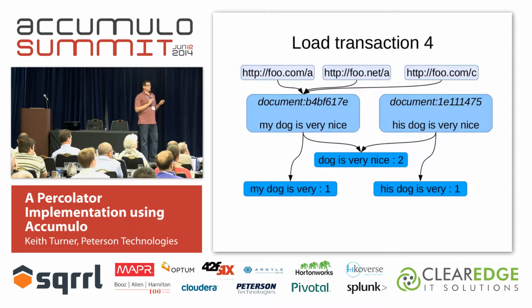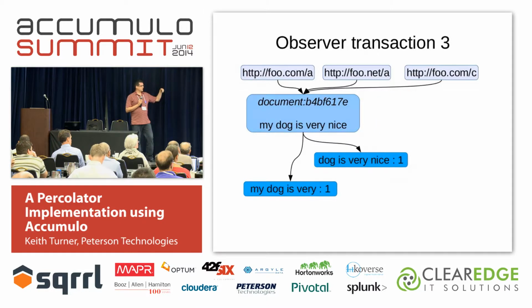Now, if you run another load transaction, so in the Google example, you're crawling the web, and the content for foo.com/c has changed. And just because I don't have much space, I made it change to an existing document. So now we have three documents that have the same content. So this other document is no longer referenced by any location. So my observer sees that and it decrements the counts.